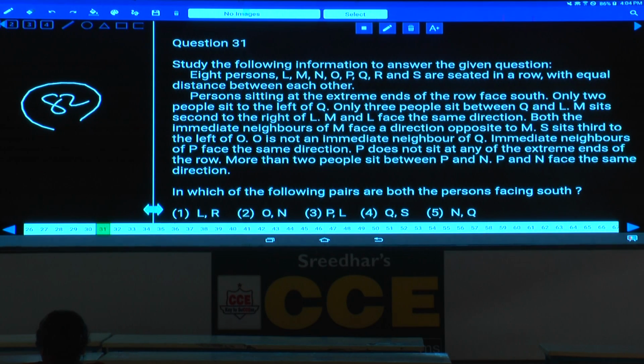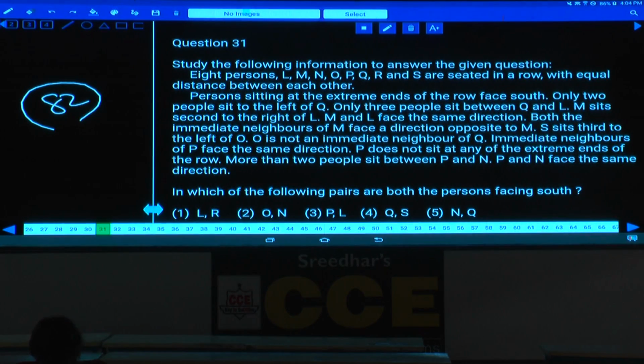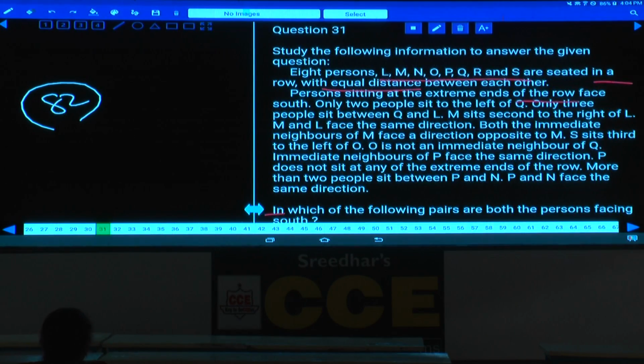8 persons L, M, N, O, P, Q, R and S are seated in a row facing towards north. 8 persons are seated in a row with equal distance between each other, and person seated at the extreme end of the row faces south. Only 2 people sit to the left of Q, isn't it? Only 2 people sit to the left of whom?